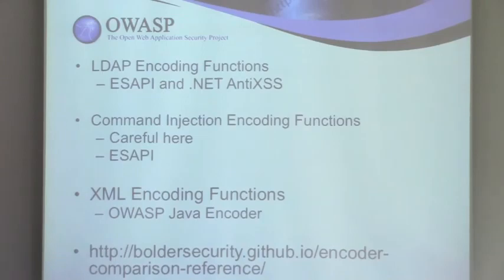So lots of options. Anytime you hit a parser with untrusted data, it's usually about encoding in the right context, for the right kind of parser, and these encoding functions are available. They're a little esoteric, but they're needed for secure development.